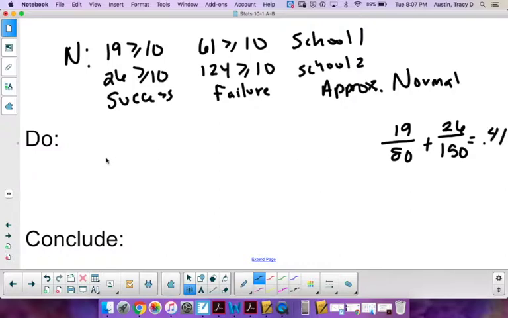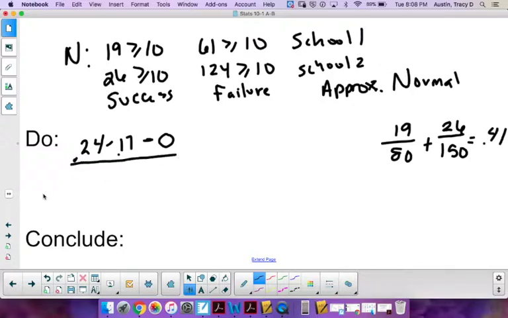Okay, and then we do actually need the 19 out of 80 and the 26 out of 150 individually, at least for the statistic in the front. So 19 out of 80, since that is school 1, and that's the way we're subtracting, is 0.24. Okay, and then 26 out of 150 is 0.17, so minus 0.17. Okay, so that's your statistic, minus your parameter. The parameter is 0, right? That's what we said in the null.